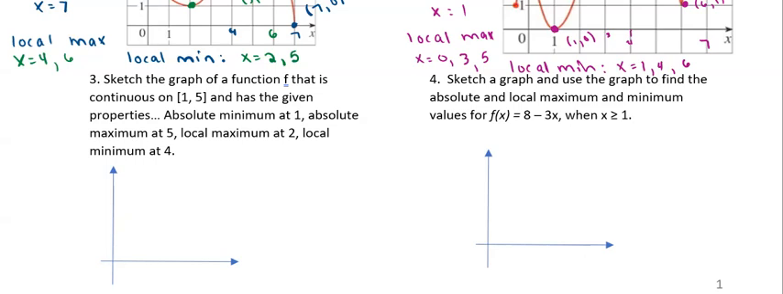graph. That is continuous on [1, 5] and has the given properties: an absolute minimum at 1, absolute maximum at 5, local maximum at 2, and local minimum at 4. So let's see if we can first label this. So let's see here. I need 1, 2, 3, 4, 5.